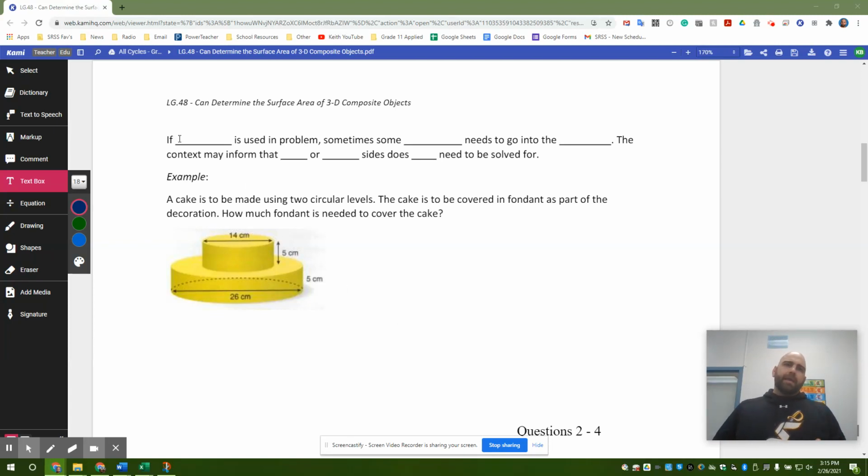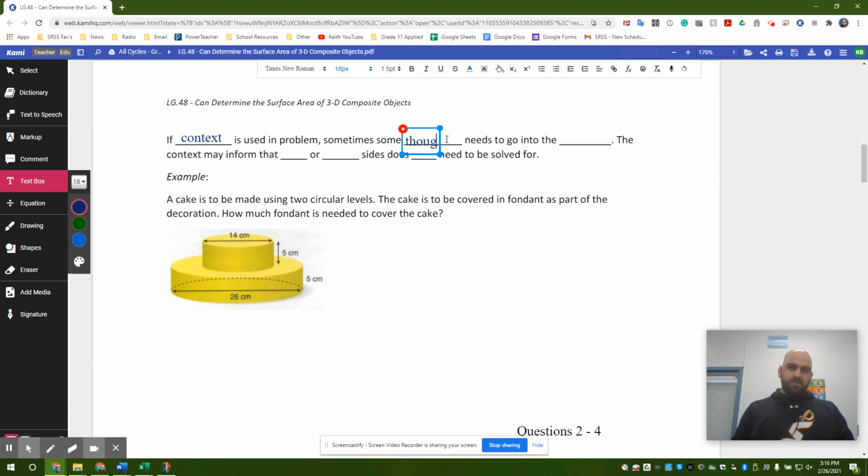All right, so if we have just a regular 3D composite object, we find all the sides and we come up with our final answer. Now, if some context is used in the problem, and context mostly means a word problem, but context can sometimes also mean that there is something outside of just mathematical numbers. It's not just a regular shape. Sometimes there are parts of a 3D shape which are not being found in the area, and you will get questions like this. So if context is used in a problem, sometimes some thought needs to go into the answer.